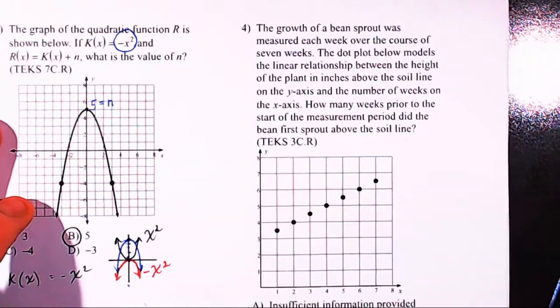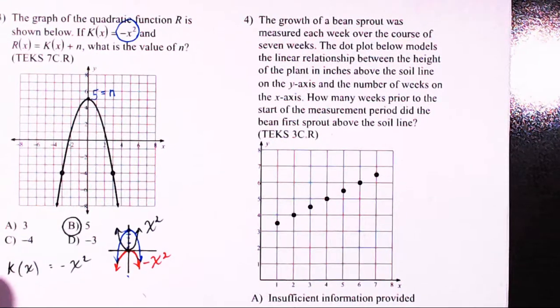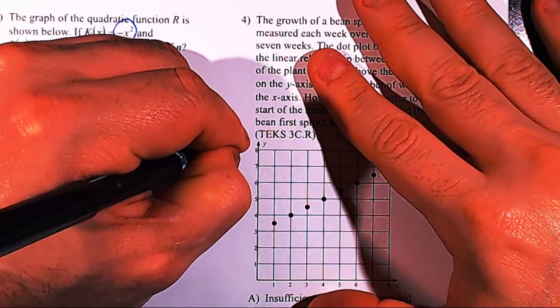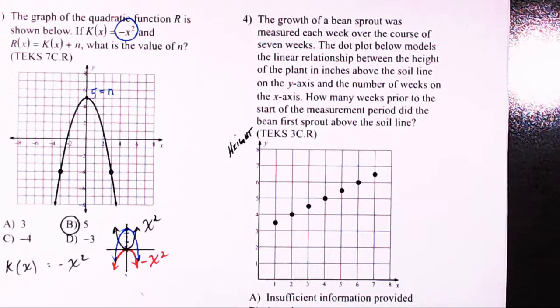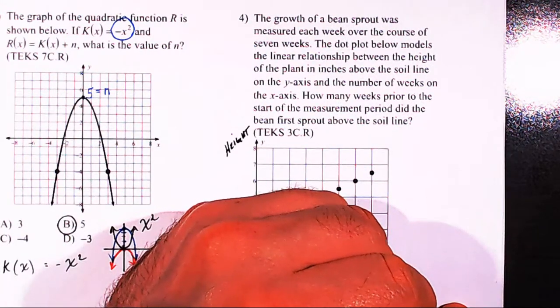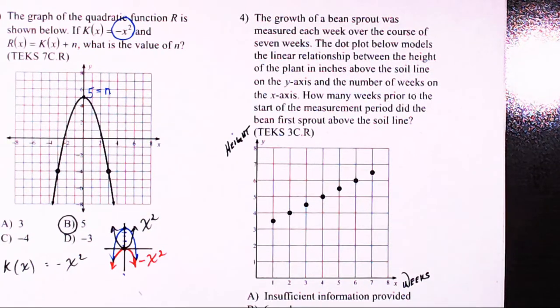Okay, number 4. The growth of a bean sprout was measured each week over the course of 7 weeks. The dot plot below models the linear relationship between the height of the plant in inches above the soil line on the y-axis. All right, so this is the height. Start labeling your graph when you read. And the number of weeks on the x-axis. So this is weeks on the x-axis. All right.